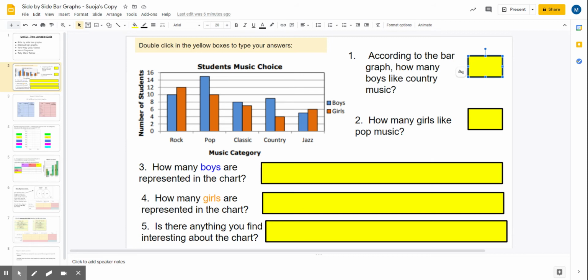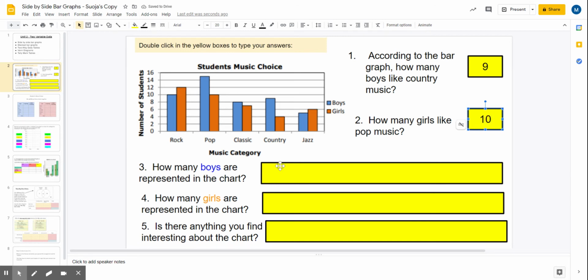So according to the bar graph, how many boys like country music? So we'll go over to country, look at the blue column, that's the boys. It's halfway between 8 and 10. So 9 for that. How many girls like pop music? So the orange bar under pop goes up to 10.